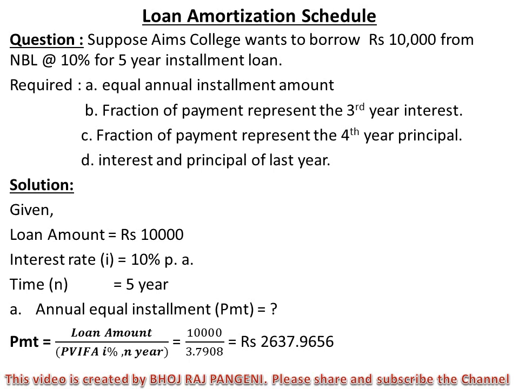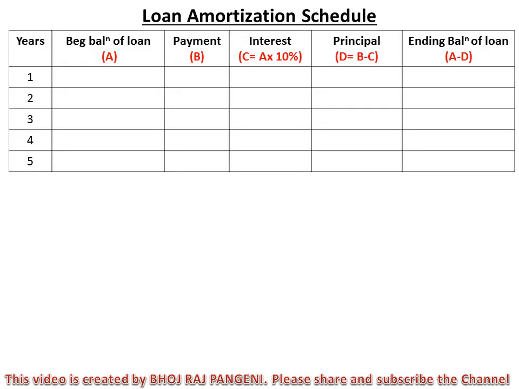So have a look at the PVIFA table: 10%, 5 years. Look at the PVIFA table, 10%, 5 years. We can get 3.7908 as the PVIFA factor. So we directly use it and we get rupees 2637.9656. This is our annual equal installment. Now we have to prepare the loan amortization schedule.